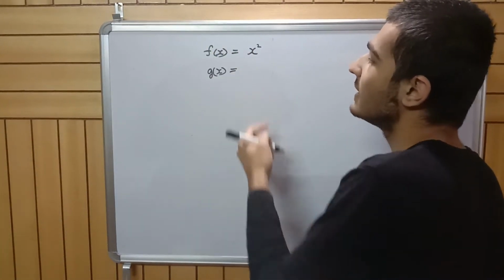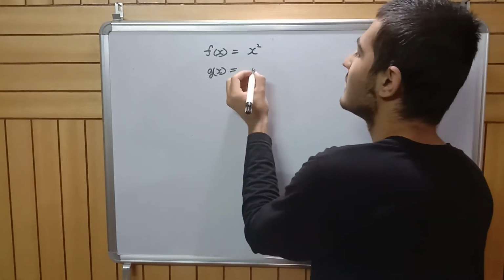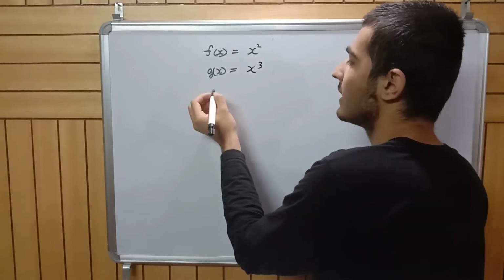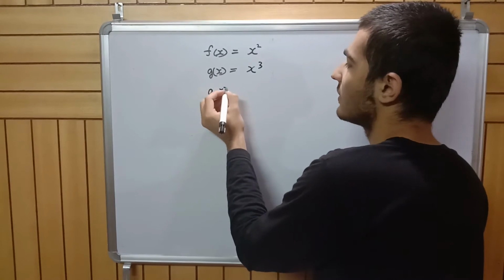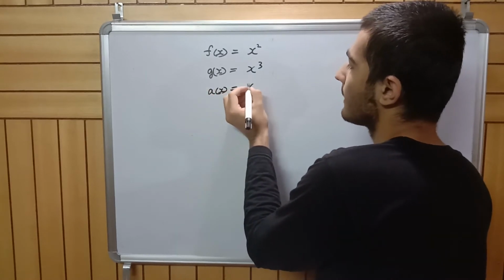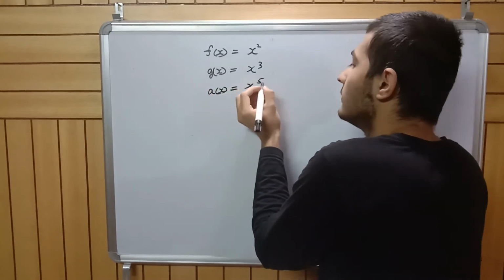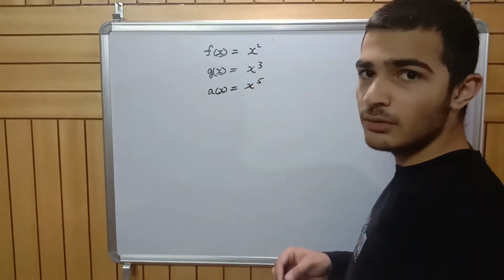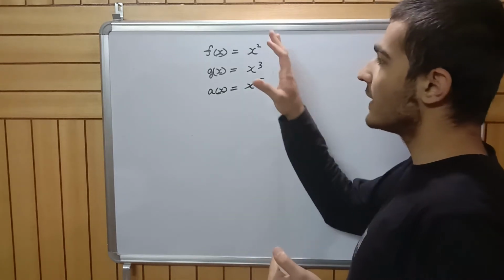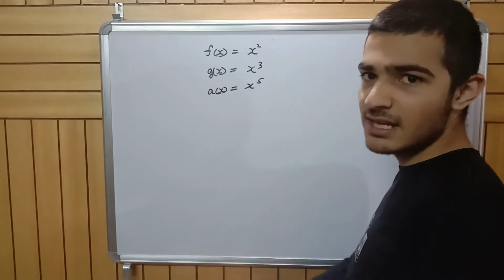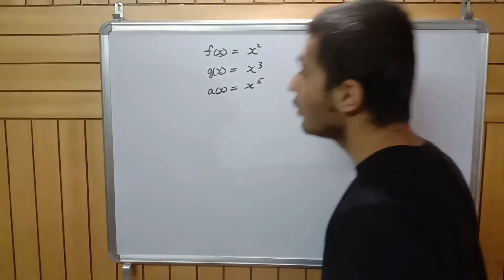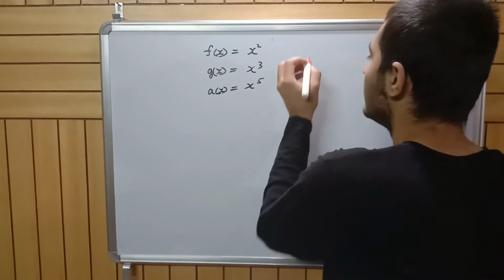So the second function we'll take here is g of x equals, let's say, x cube, and let's take another function a of x, okay, equals x raised to power, let's say, 5. Okay, yeah, so now we can all differentiate these three functions here, right? So I hope you remember the power rule, and using that we can differentiate this.